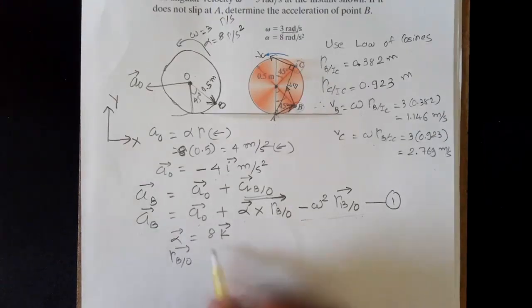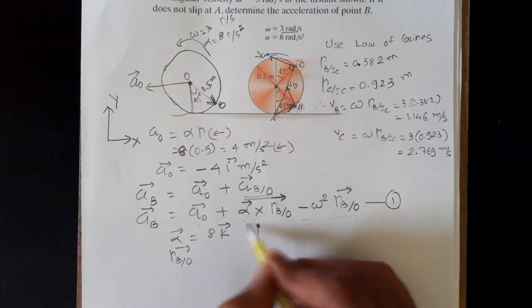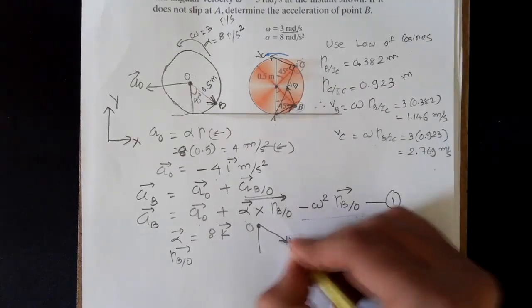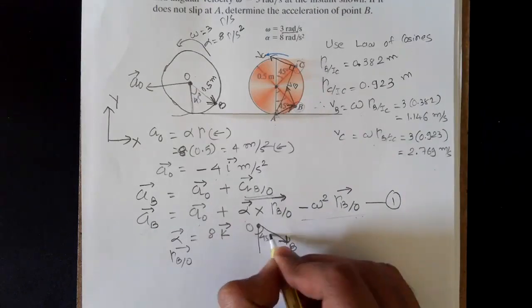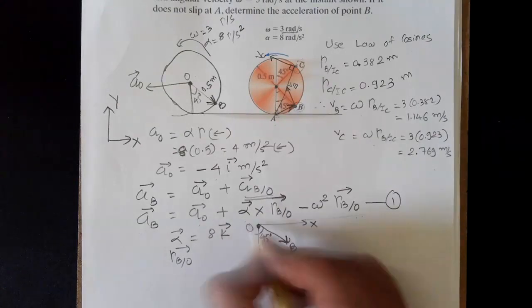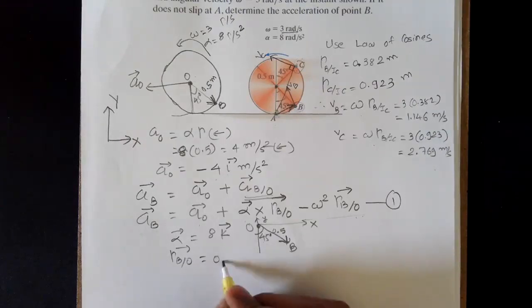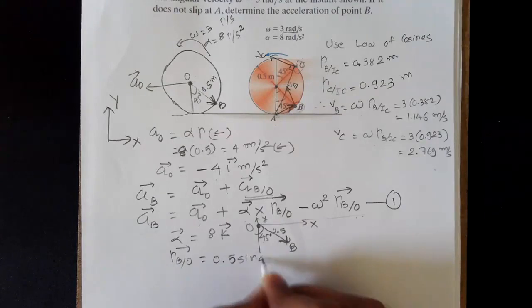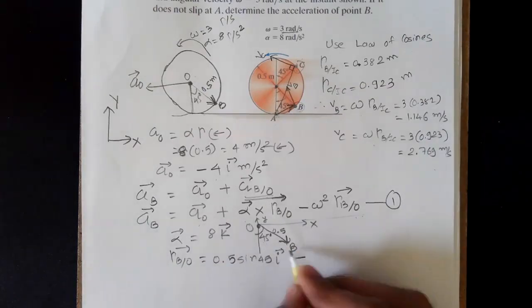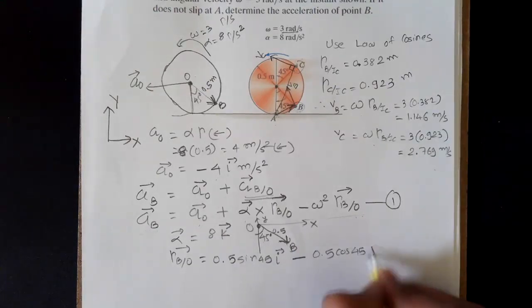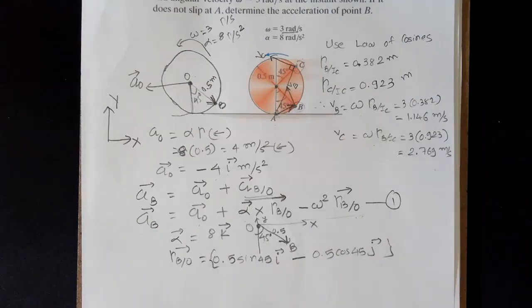rB relative to O is, for that I'll just say that if this is point O and this is point B, I'm just redrawing this one more time here, and this angle is 45 degrees, and this is x-axis positive and y positive is up. Okay, and this distance OB is 0.5 meters. So 0.5 sine 45 degrees is the i component, and that is positive, and 0.5 cosine 45 is the j component, but it's negative because it points down. Okay, so rB with respect to O is 0.5 sine 45 i minus 0.5 cosine 45 j, and this is the value of position vector rB relative to O.